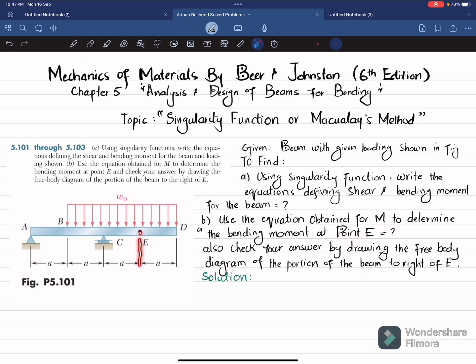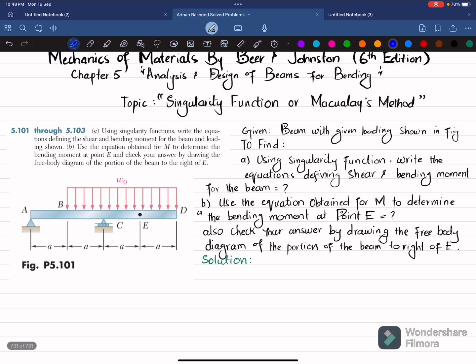So for x is equal to 3a, we will find the bending moment, and then at the end drawing the free body diagram of the portion of the beam right to the E. So this is the right side of the point E. So we will find this bending moment by using the section at the right side. So let's start with the solution.